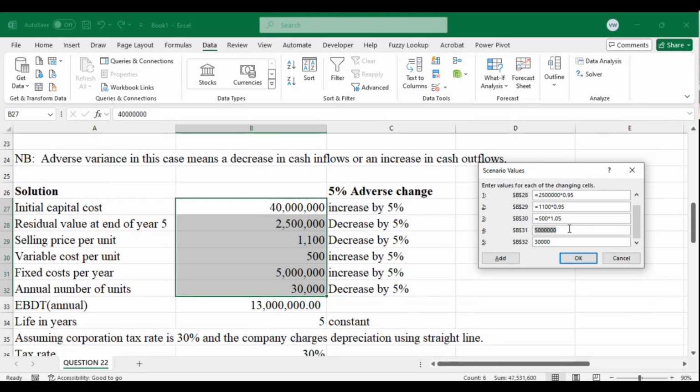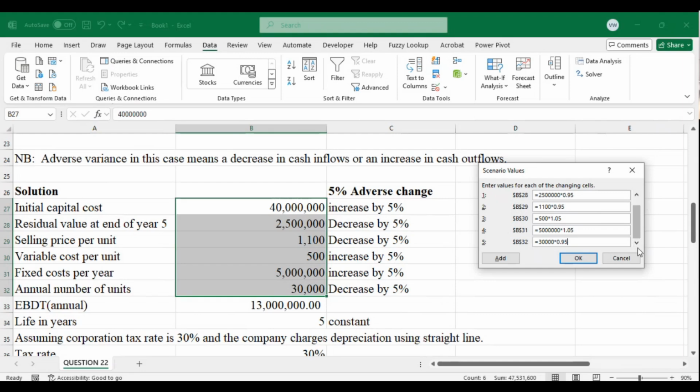Then the next one we have is the fixed cost. That one also, because it's a cost item. In the worst case scenario, you expect cost to increase. So I'll say times 1.05. And then the last one is the annual units, that is production. In the worst case scenario, which is adversely by 5%, we expect it to reduce. So I'll say times 0.95. So once I've set up things nicely, you have to drag up to downward so that you ascertain that you've included everything.